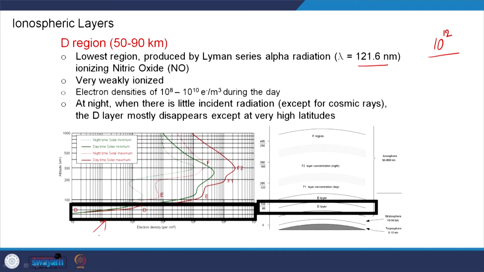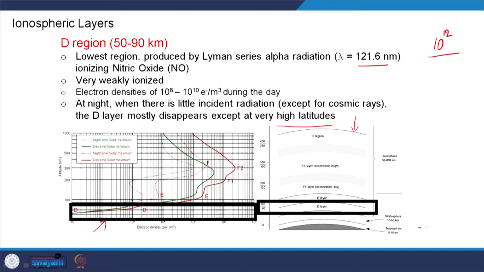You see this as the D layer or D region, and during the night time when there is little incident radiation except for the cosmic rays, when there is no direct sunlight available, the D layer mostly disappears except for very high latitudes. At very high latitudes the source of energy is something else, in terms of energetic particles. But in the low latitudes or in the mid latitudes, the D layer will completely disappear. One very important aspect about the D layer is that the incident radiation is coming from the top.